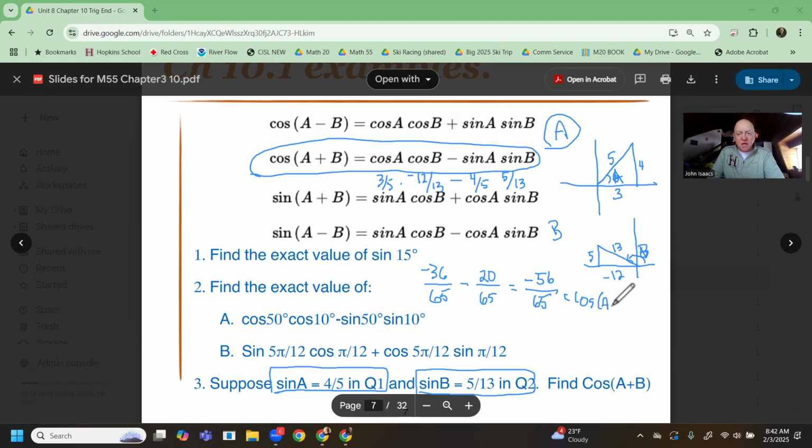Now notice it's the output of cosine. So it needs to be in between -1 and 1, which it is. It's a fraction smaller than 1 with a negative sign. So there you go. There's the 3 examples we did in class.